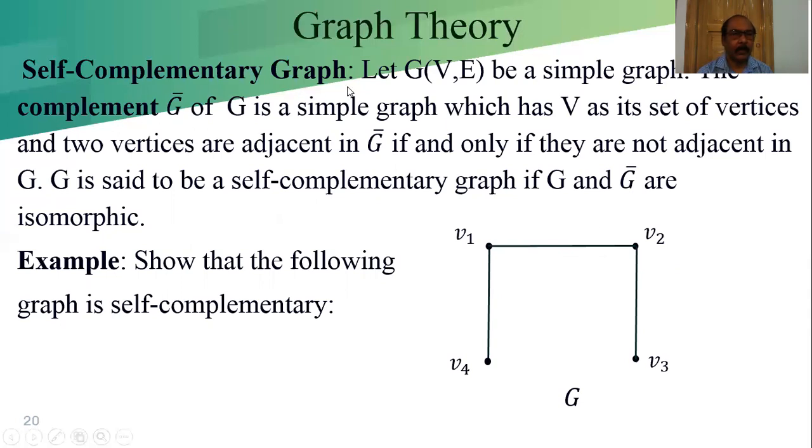Self-complementary graph. We got the complement graph. When a graph is the complement of the other graph, both have the same number of vertices, and joining those two graphs will give a complete graph. That is called the complement of a graph. In the next slide we are coming to the subgraph, union of graphs and intersection of graphs.